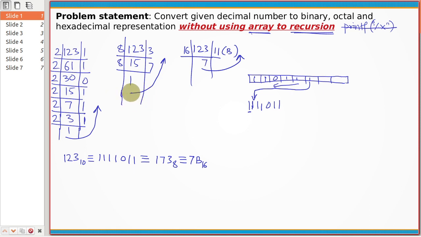But in order to solve this, you should thoroughly understand this mechanism. Whenever you are dividing it by 8, what does this 15 mean? What does this 3 mean? What does this 7 mean? What does this 1 mean? So you should have a thorough understanding of that. Before we talk about the technique for writing a C program, let us try to understand this number conversion technique.